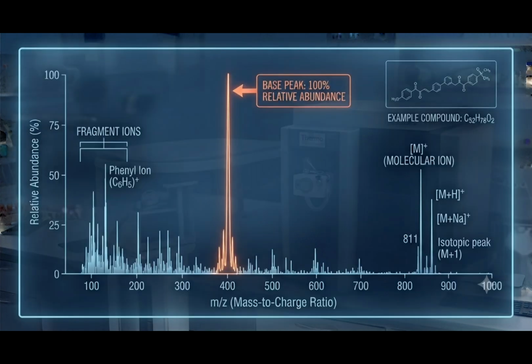Understanding a mass spectrum. The final result is called a mass spectrum. The horizontal axis represents the mass to charge ratio, or m/z. The vertical axis represents the relative abundance or intensity of the ions. The most intense peak is called the base peak and is assigned an intensity of 100%. Other peaks are displayed relative to the base peak. The patterns of peaks can provide valuable information about the compound.